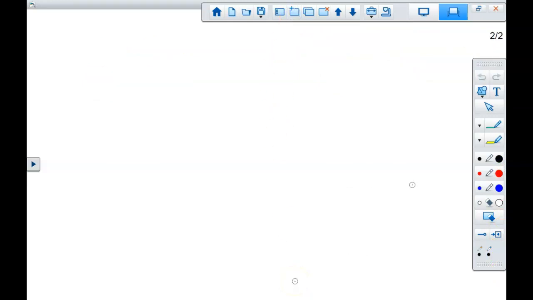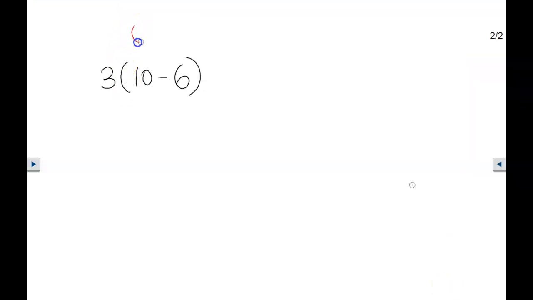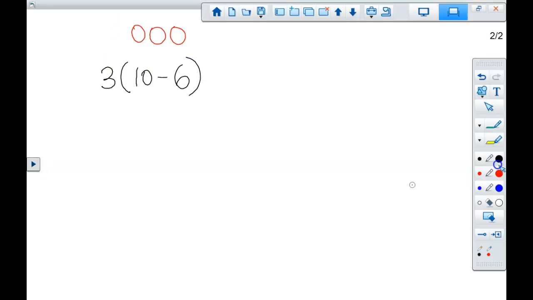Now, one of the things that I should remind you about here is that distributive will also work when you have subtraction. So let's say I have 3 times 10 minus 6. Now again, let's approach this the same way. Let's do this problem first, and I'm going to abbreviate here with order of operations, so OOO.